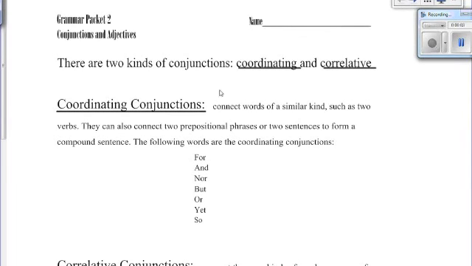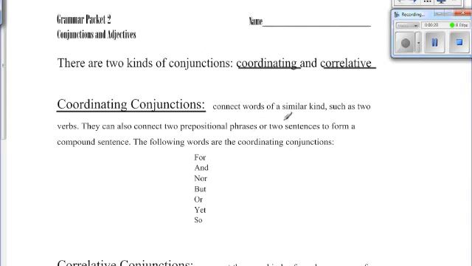Now we're going to look at conjunctions. According to this paper, you can see that there are two types of conjunctions. We have coordinating and we have correlative. Coordinating conjunctions are what we're going to look at first. Coordinating conjunctions connect words of a similar kind, such as two verbs. They can also connect two prepositional phrases or two sentences to form a compound sentence.